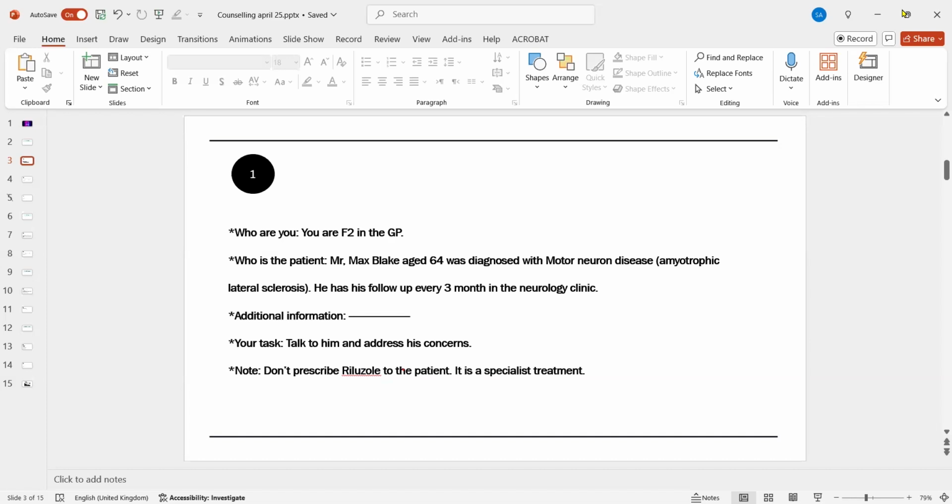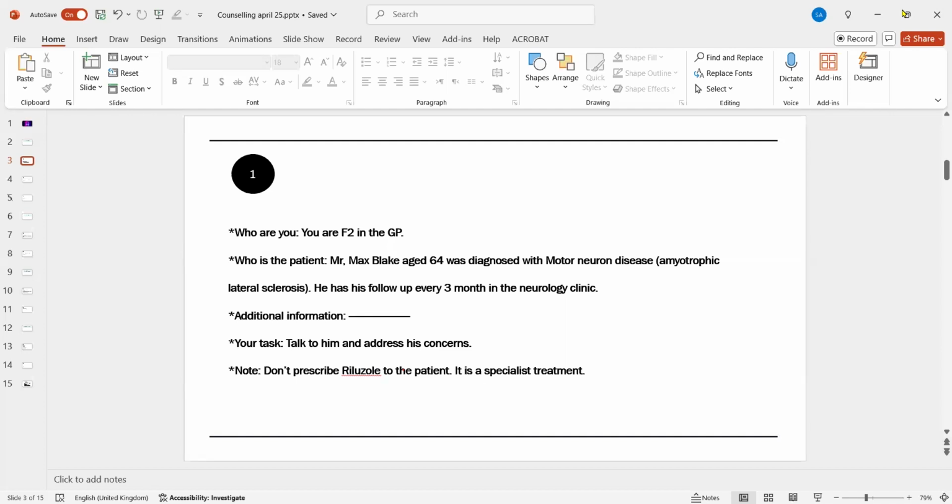So I can see from my notes that you have a follow-up every 3 months with the neurology clinic, and you are going to them. Yes, yes. The last appointment was 1 month ago, so I'm supposed to go see them after 2 months. Okay, that's very good to hear. So Mr. Blake, do you have any medical condition I should be aware of? No, I don't have any other medical conditions.